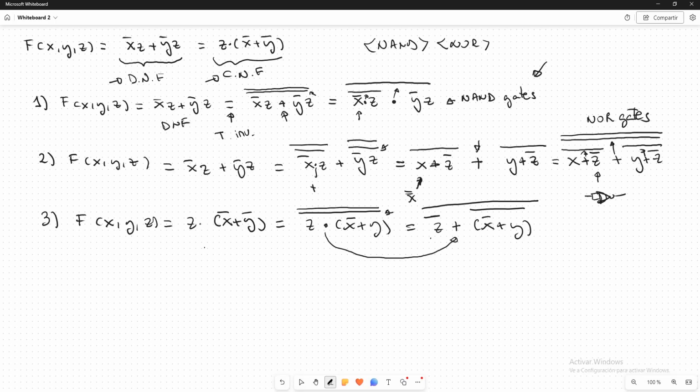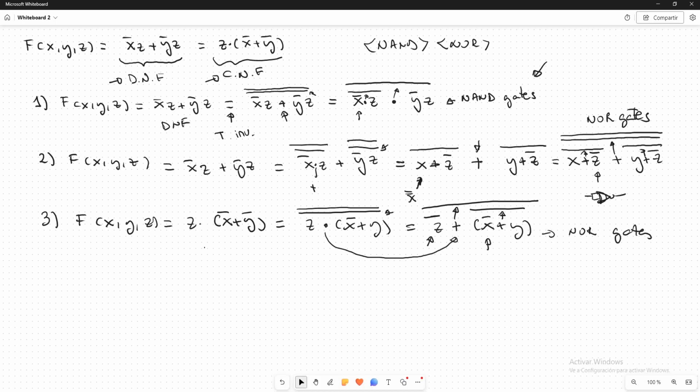So this can be done with an OR gate. This can be done with an OR gate. It's just a complementation. This is a negated sum that is an OR gate, and this is a negated sum that is an OR gate. Everything has been implemented easily with NOR gates.